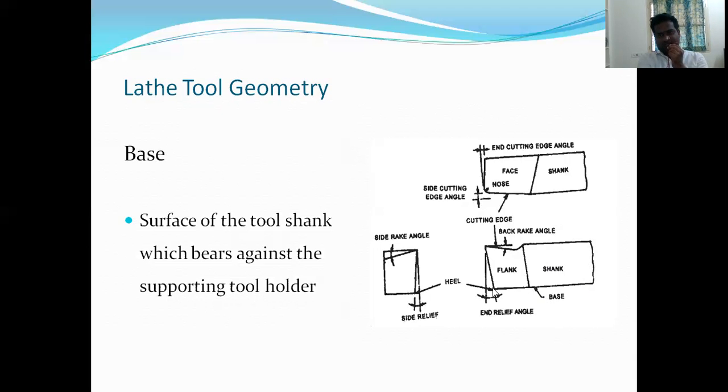This base is on the tool holder. The tool is observed like this from the front view, and like this from the top view. So this base is on the tool holder while fixing the tool in the tool holder, right? This side is on the tool holder itself. It is the surface of the tool shank which bears against the supporting tool holder. Understood? So now we have discussed the flank, face, point, base, and flank.